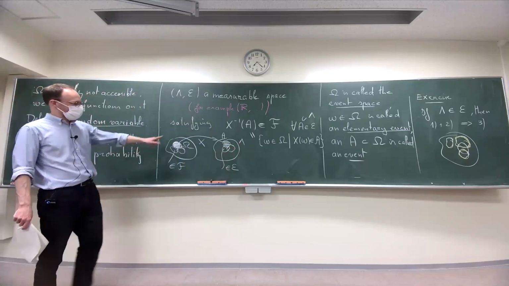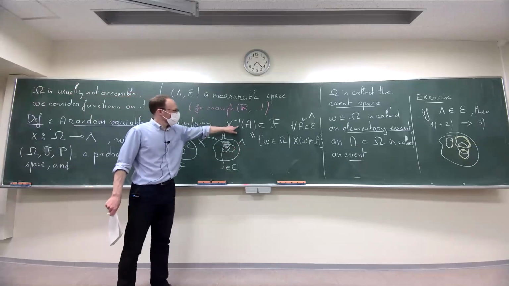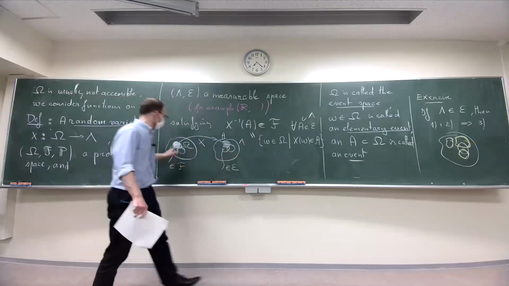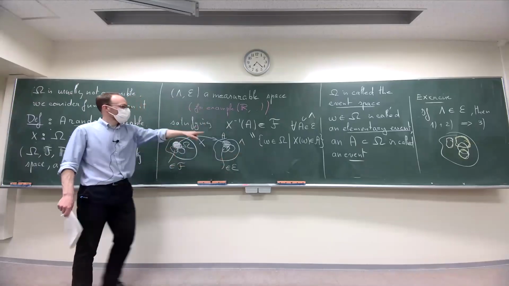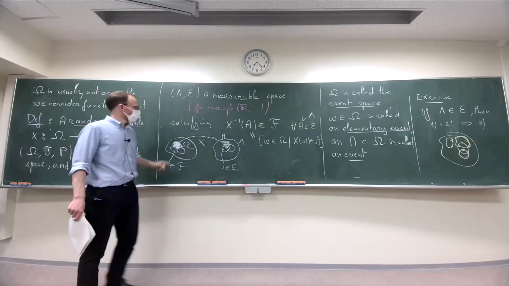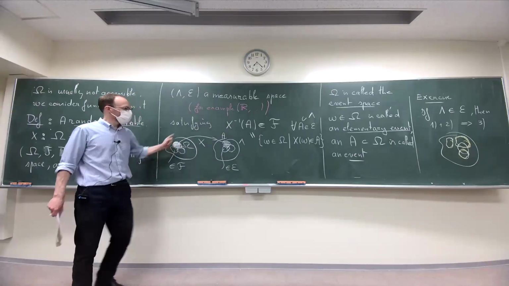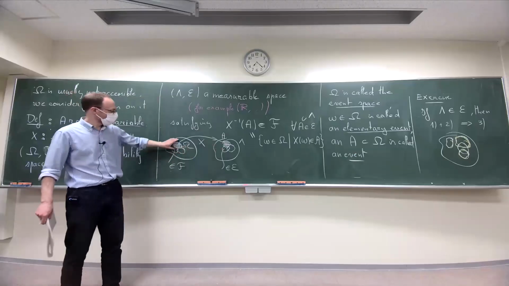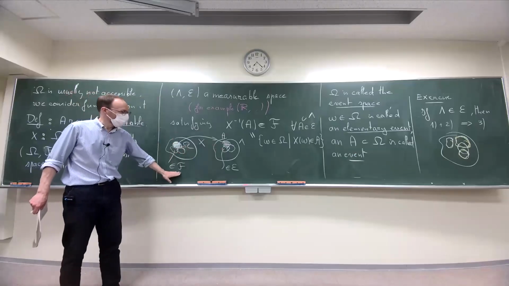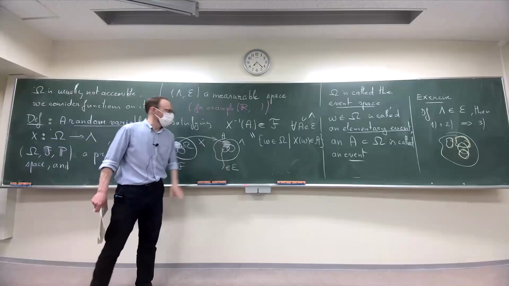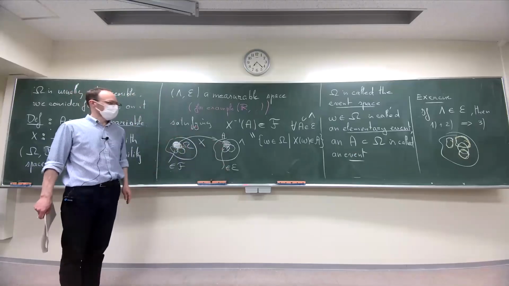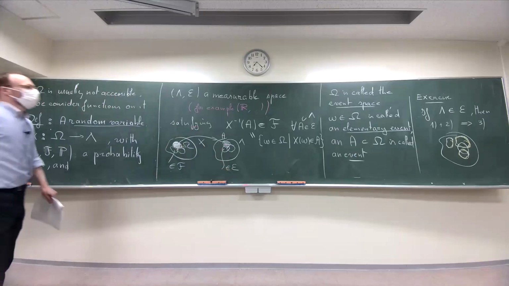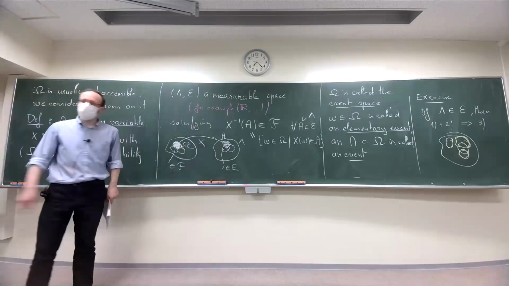So let's check again. This X minus 1 of A. So what it is, a set of small omega in this set, which are sent on A by capital X. So this set must belong to F whenever you take A in E. This is this condition. Now, first, is there any question about this?